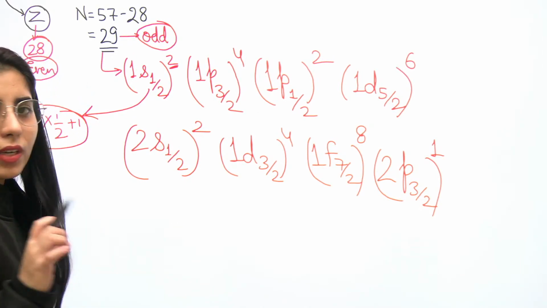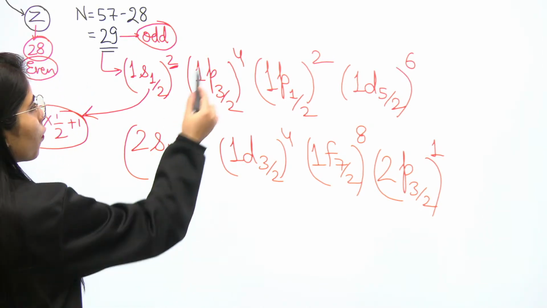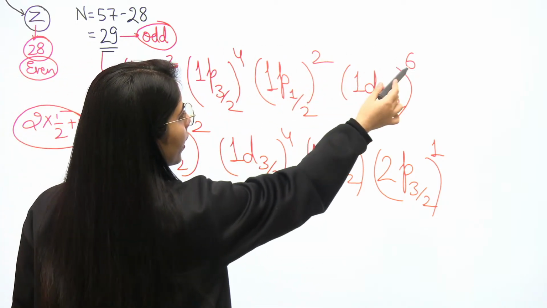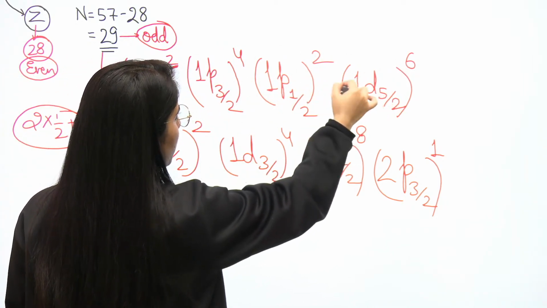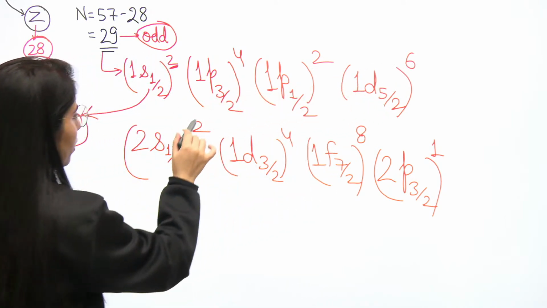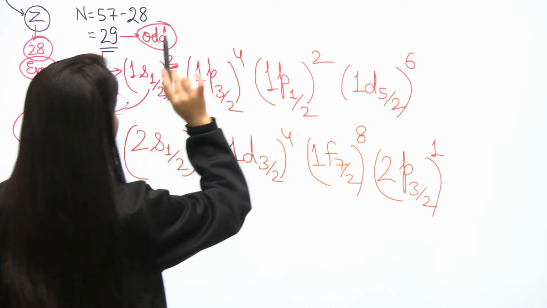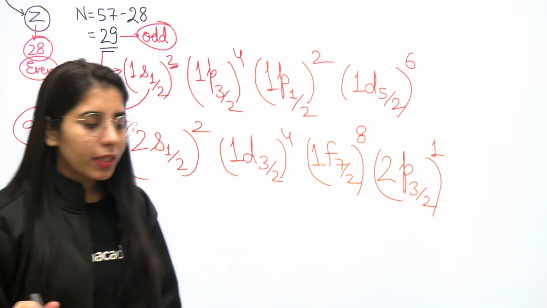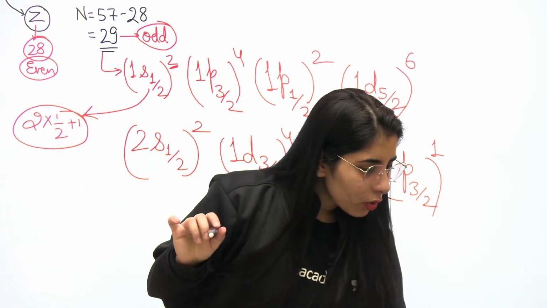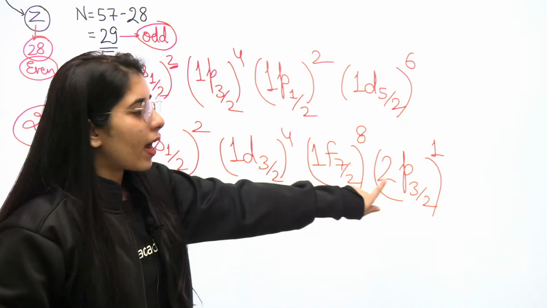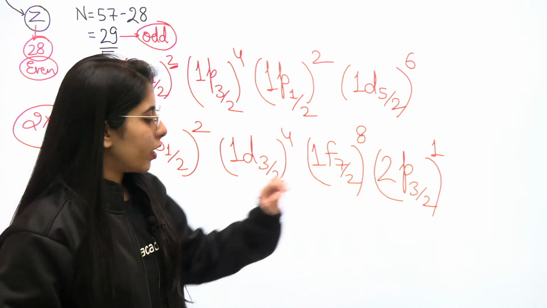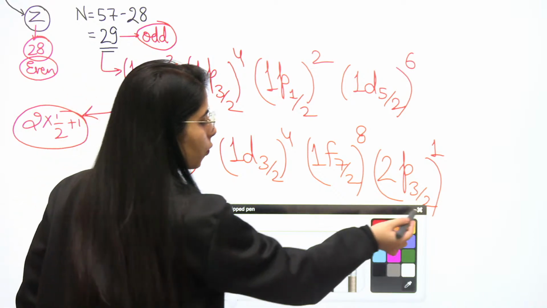Or did we leave any of the terms? Have a look at this. 2 plus 4 is 6, 6 plus 2 is 8, 8 plus 6 is 14, 14 plus 2 is 16, 16 plus 4 is 20, 20 plus 8 is 28, and 1 makes 29. So it's done. Now what you need to do, corresponding to the odd nucleon, is consider the last unpaired one. The last one here is 2p 3/2.